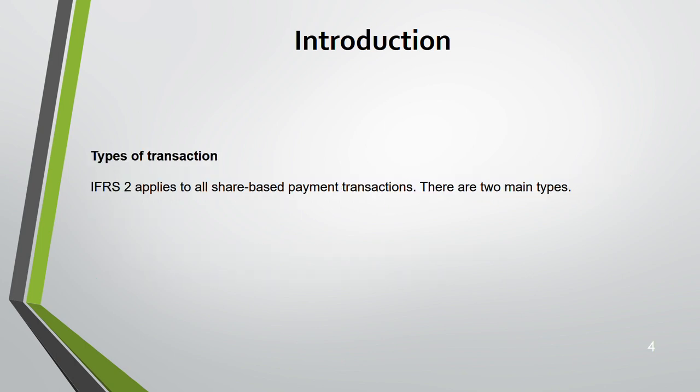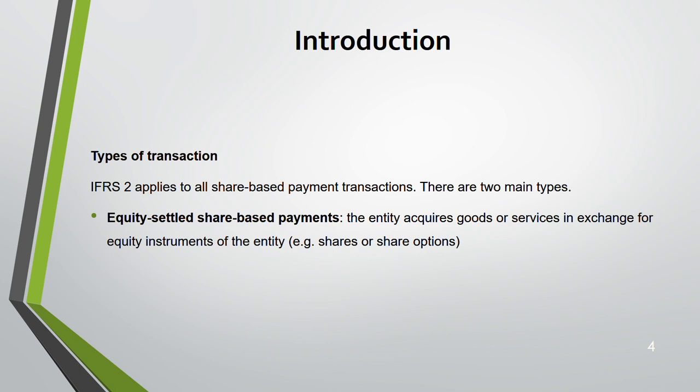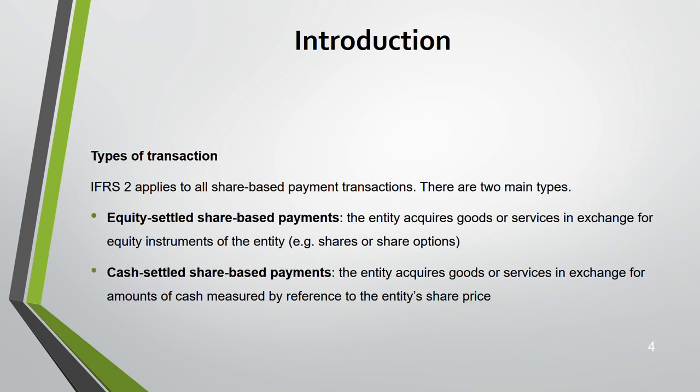Now, there are two types of transactions. IFRS 2 applies to all the share-based payment transactions only. If it is a cash-based payment, IFRS 2 does not apply. These are the two types. One is equity settled share based payment. The other one is cash settled share based payment. Equity settled means shares or share options. Cash settled means the amount of cash is measured based on the share price. That's the only difference. But you have to clearly identify a transaction in your exam, whether it is equity settled or cash settled. Very important.